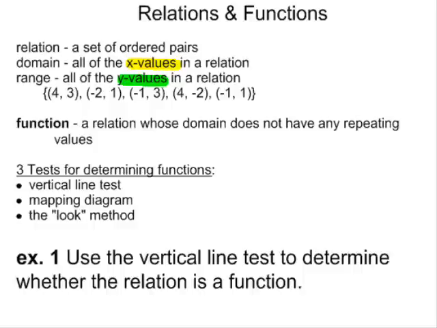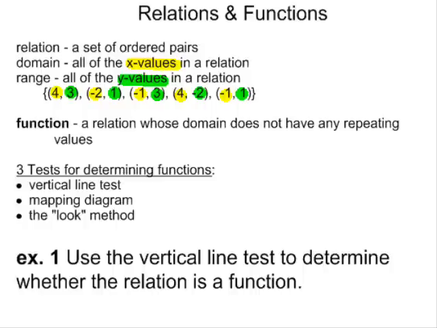So if you look at the example relation that I have below, I have 5 ordered pairs in between these curly brackets, and if I ask you to find the domain, you look at all the x values. So the domain would be 4, -2, -1, 4, and -1. The range would include 3, 1, 3, -2, and 1.